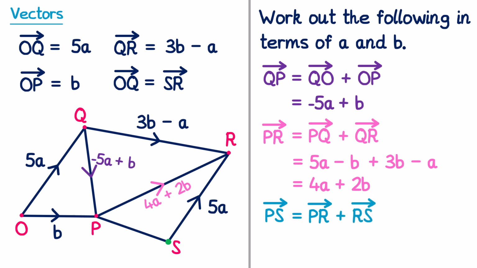We can see PR, we just found that one, it was 4a plus 2b. But going from R to S is in the opposite direction of that vector with 5a on it, so it must be negative 5a. Then we collect like terms again here. We've got 4a minus 5a, which is negative a, and then we just have plus 2b. So from P to S is negative a plus 2b.